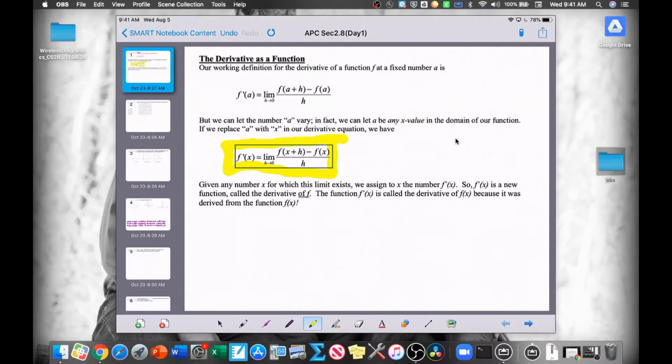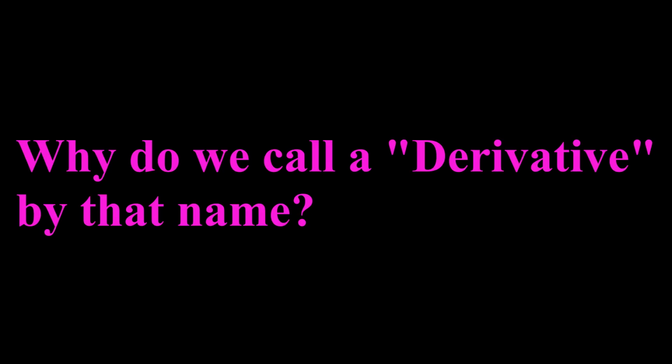The function f prime of x is called the derivative of f of x because it was derived from the function f of x. So basically what this is saying is if we have a function f of x and we find the derivative of the function using that highlighted equation, then our derivative itself is actually a new function that we could also graph and examine and look at.